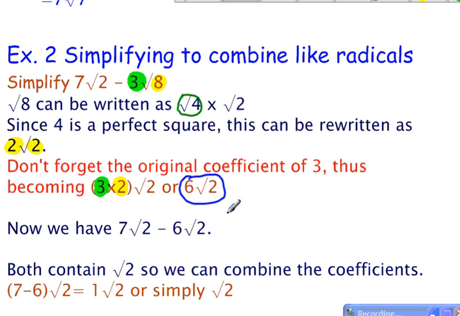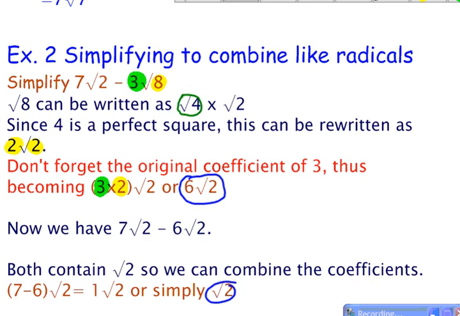Now we have 2 like radicals. 7 radical 2 minus 6 radical 2. Both contain radical 2 so that we can combine the coefficients. Seven minus 6 radical 2 is equal to 1 radical 2, or we can simply write the answer as radical 2, because we always know there's an understood 1 there.